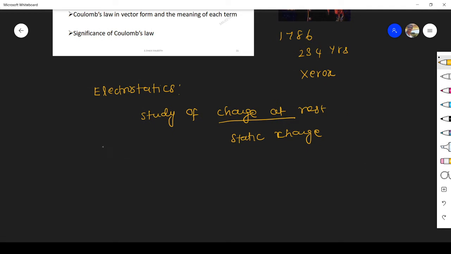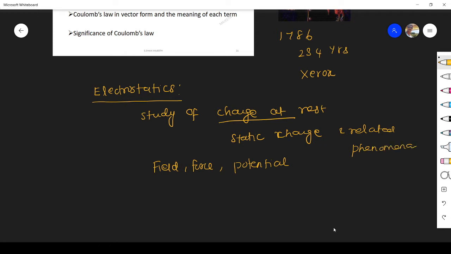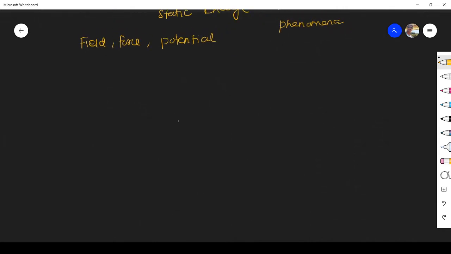For example, when charge is at rest, it will create a field, it will create a force, and potential will also be created. So all those studies are collectively known as electrostatics. So, the study of static charge and related phenomena. What are the related phenomena with the static charge? Force, field and potential. This is known as electrostatics.